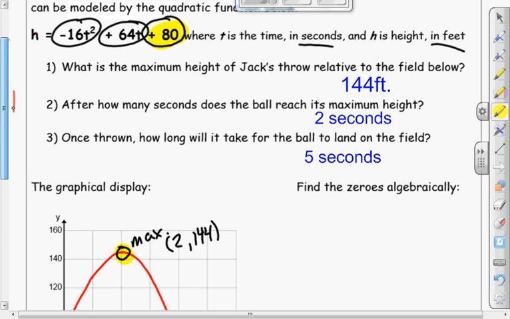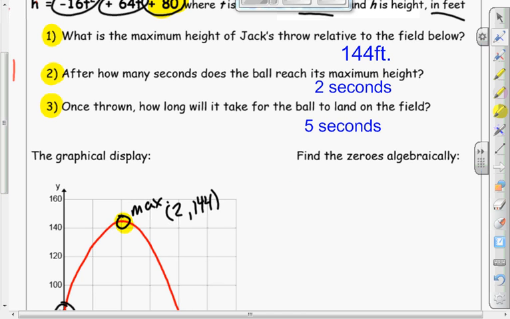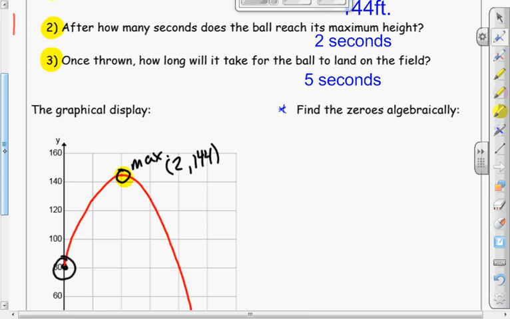And all of these features helped us answer these questions here. The maximum height of the ball was 144 feet. It took 2 seconds to reach that height, and 5 seconds for the ball to land on the field once it had been released from Jack's hand. We did not have an opportunity to find the zeros algebraically, so I'd like to go ahead and work with you on that now. So the equation was h equals negative 16t squared plus 64t plus 80.